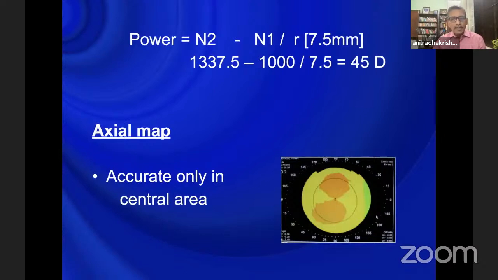So what we normally see is the axial map, or the axial curvature map, or the standard map, which is accurate only in the central area. Beyond the central 3 millimeters of the cornea, because of the oblique incidence of the rays, and because the cornea, as you know, is a prolate surface. In the axial map, we assume that the central cornea is flat. So beyond the central 2 millimeters, you have to factor in the incidence of the rays also, so this axial map will not work.